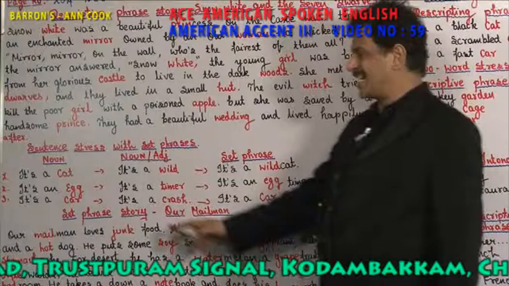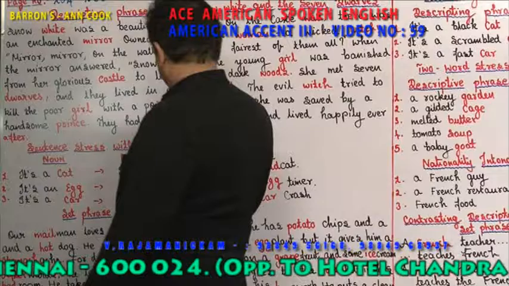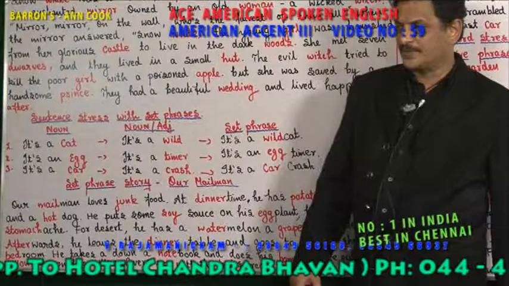It's a car. Car is a noun. It's a crash, an accident. It's a car crash. The first noun should be stressed. Got it, sir? Now, set phrase story. Our mailman. Who's a mailman? A postman, right? A mailman.